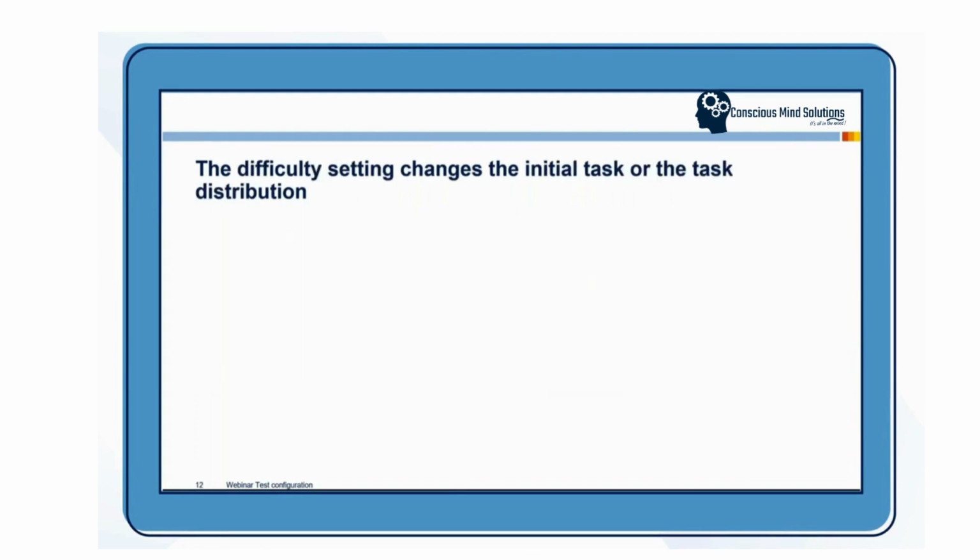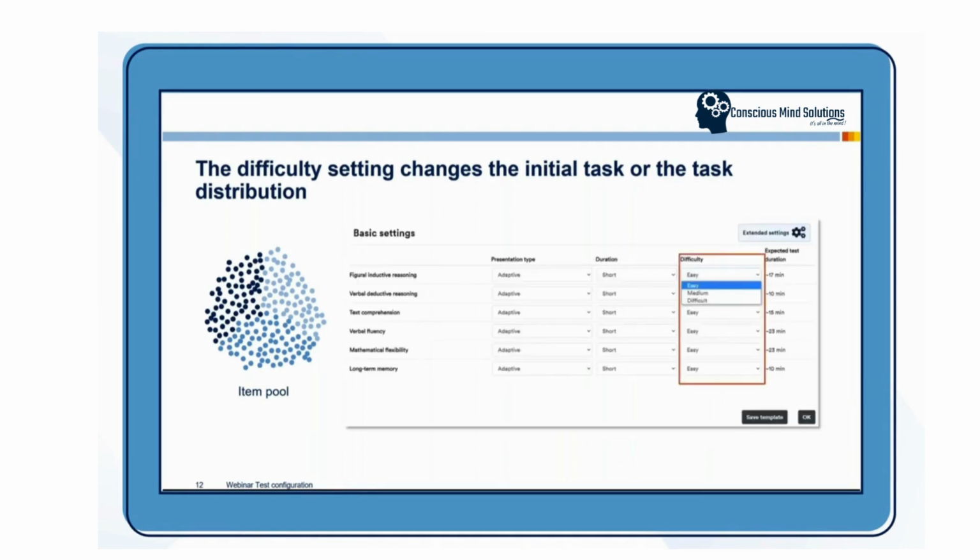The difficulty setting changes the initial task or the task distribution. Here you can see a stylized item pool with the dark dots being harder items and the light blue dots being easier items. If you choose easy in the adaptive mode, then the first task or first item will be an easy item. If you choose difficult, the first task will be a hard item or a much harder item.